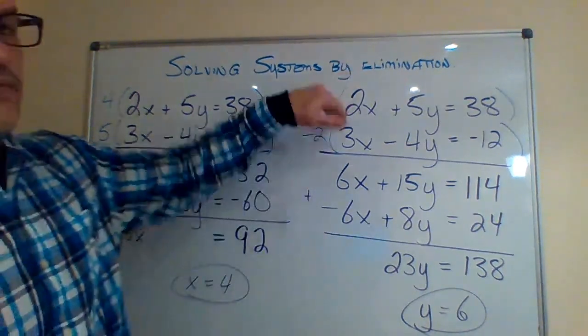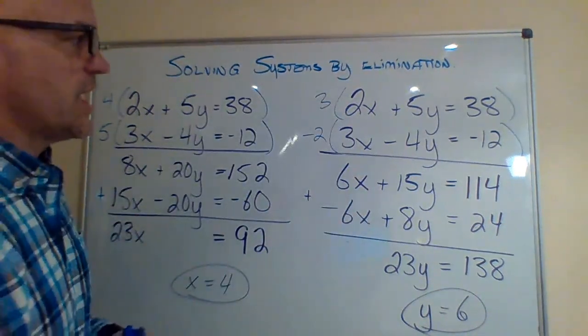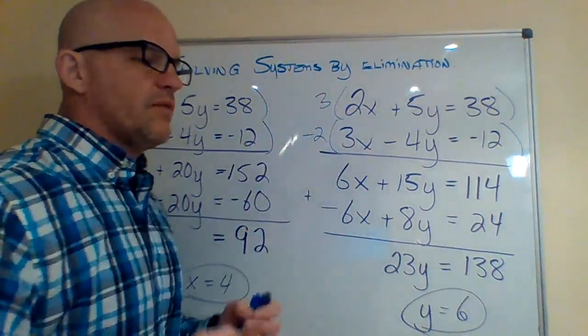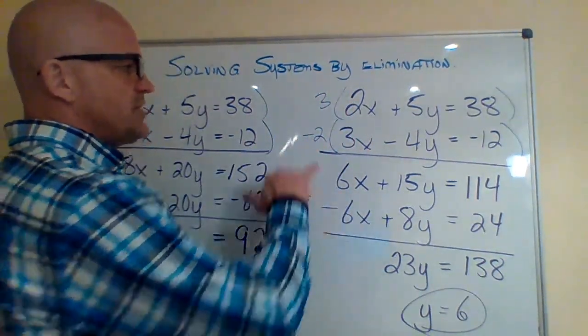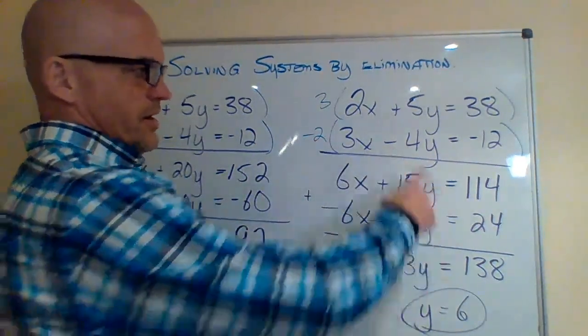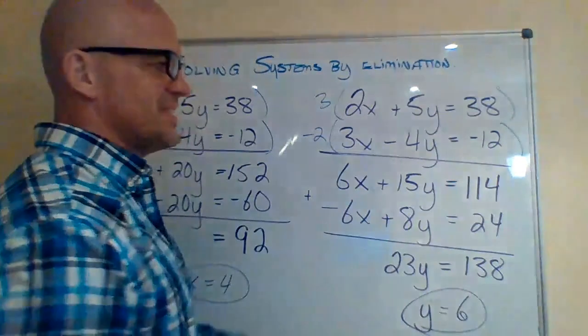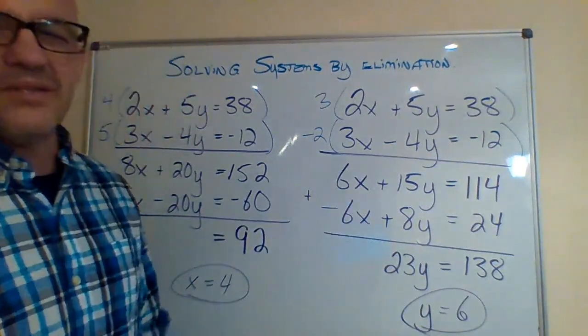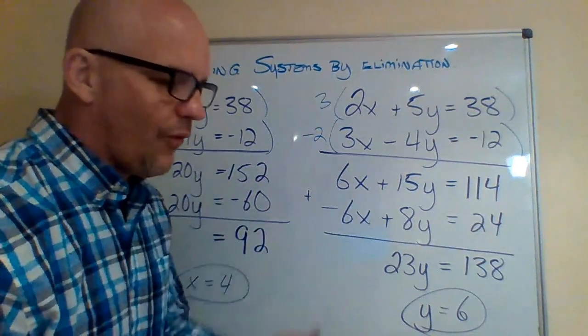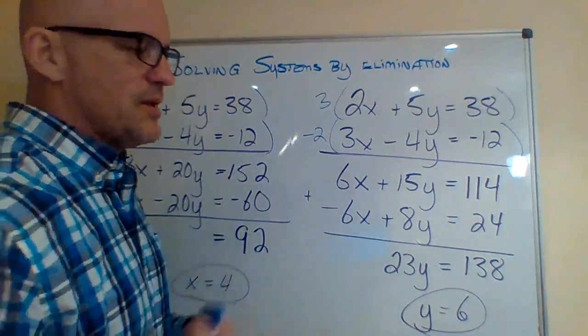If you decided to go after the x's, and this is worth watching, you could have multiplied by 3 and 2. The only thing is one of them has to be negative. I chose to make the bottom one negative because it already had 2 negatives in, so they would turn positive. It actually gets a little easier, I think. But you could have multiplied this guy by -3. I just can't show all the different variations because we'd be here all day.